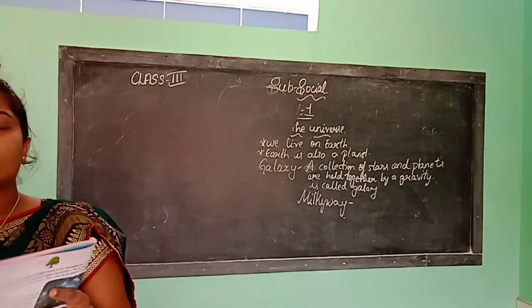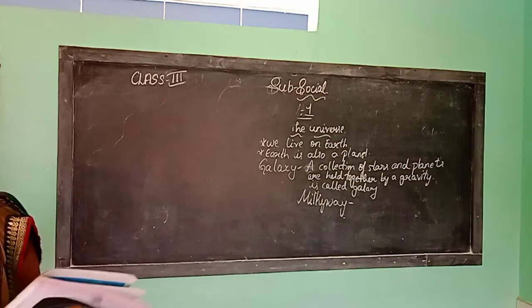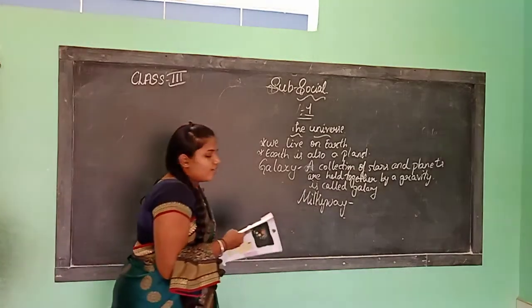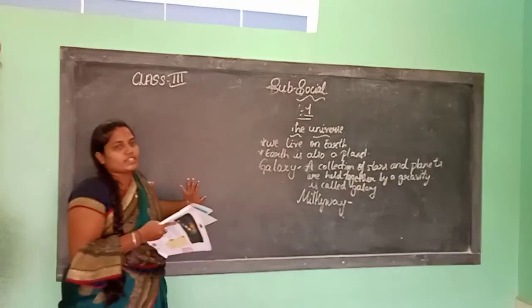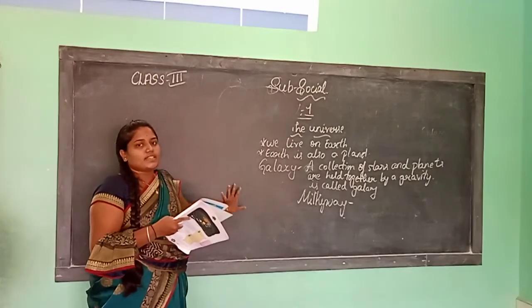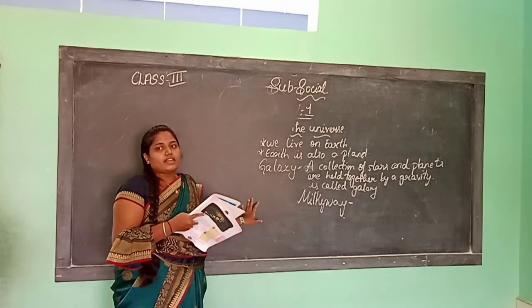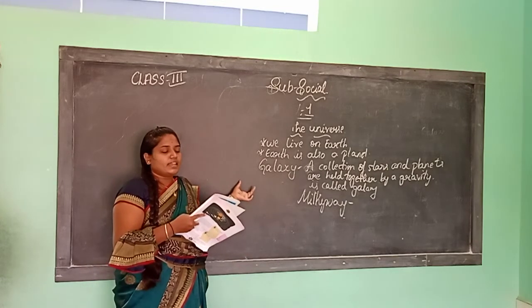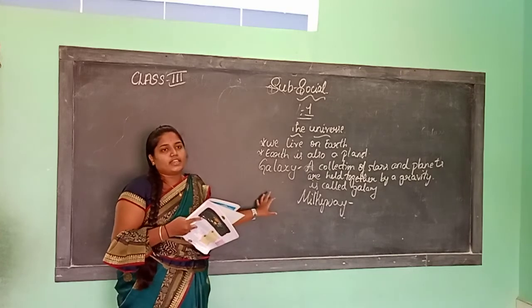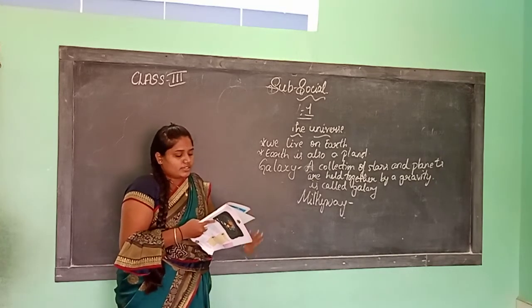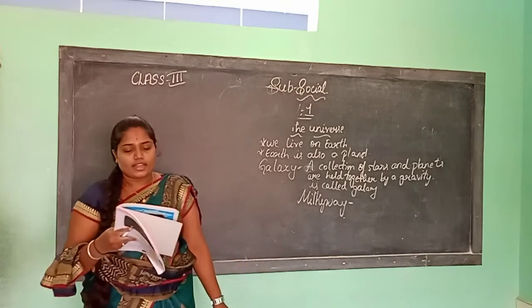Why does the sky look blue? Because sunlight reaches the Earth's atmosphere. When it is scattered in all directions, in the atmosphere there are gases and particles. Blue color light is scattered more than any other color. So the sky looks blue in color.